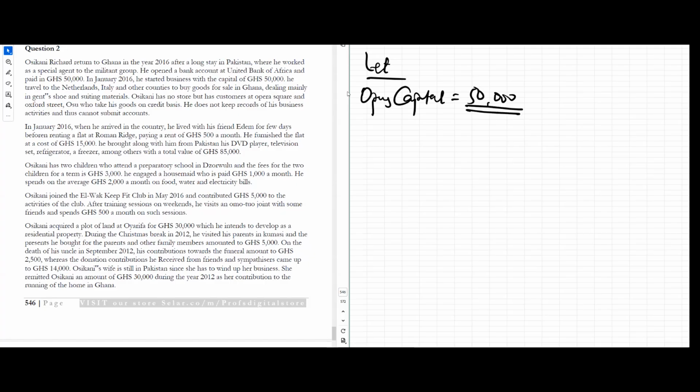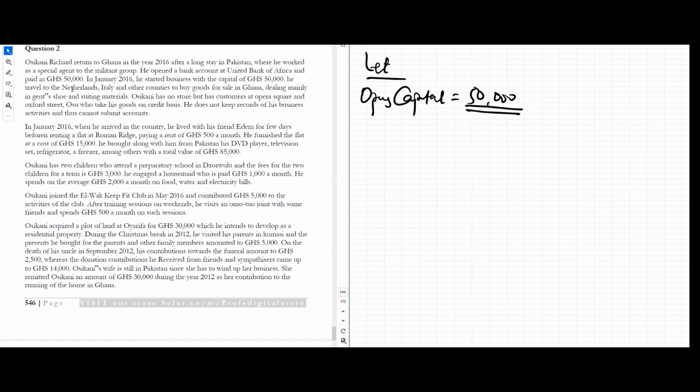Somebody will tell you read the question twice. It's never true. Start reading, start putting down your data. It's the data that is needed. You save a lot of time, right? I'll give you the strategies to pass too, so don't worry. Now look, in January 2016, he started his business with that capital of 50,000. True. That's what you put in your account.